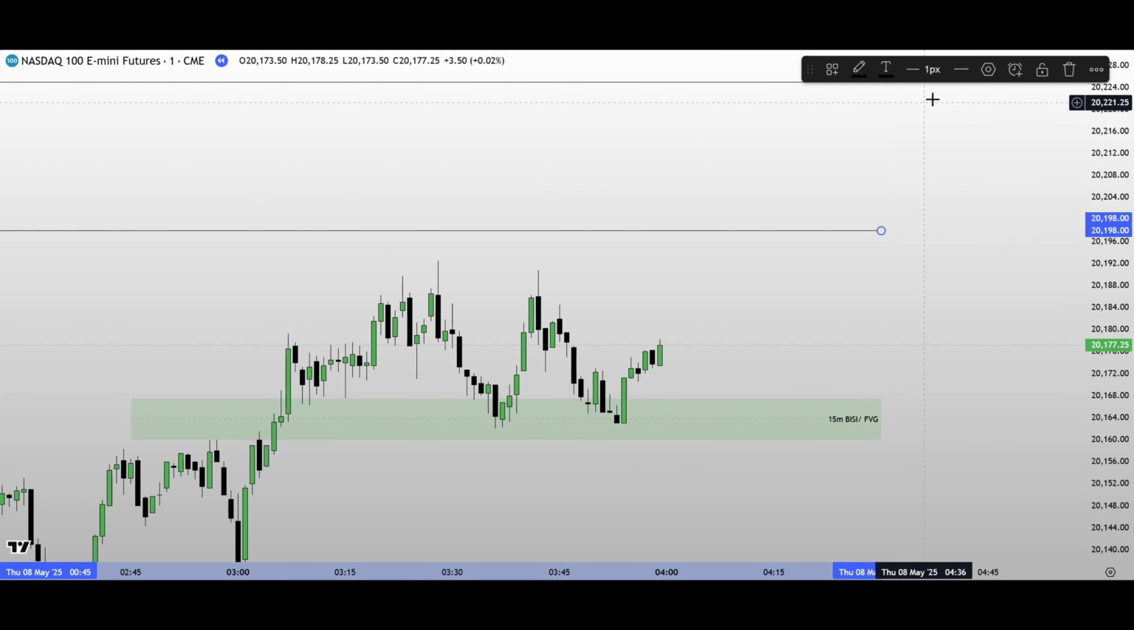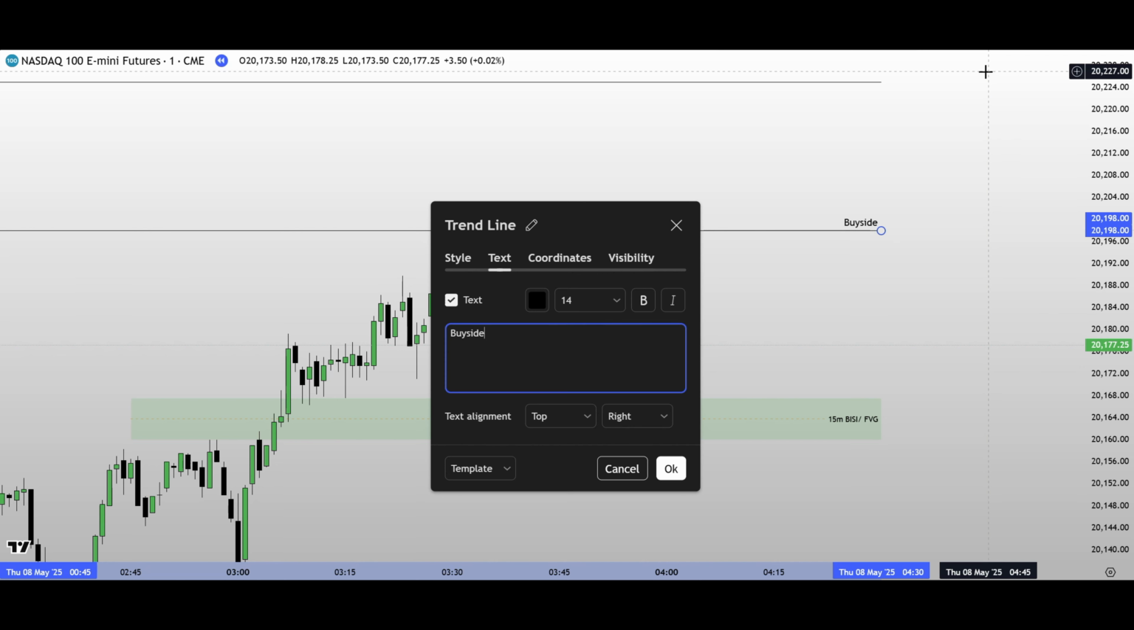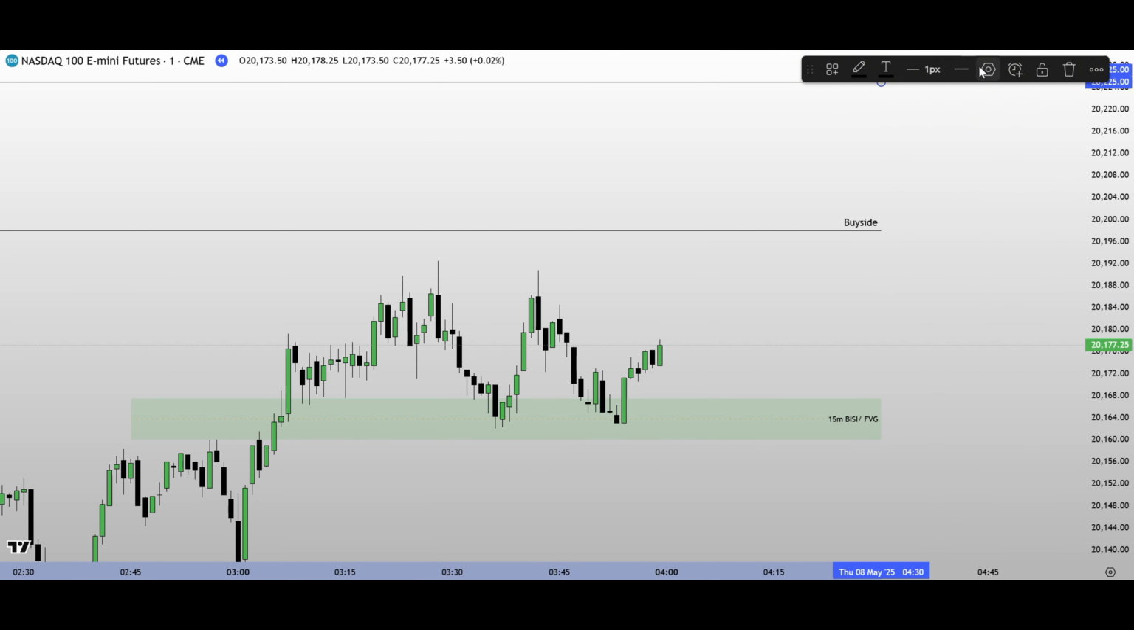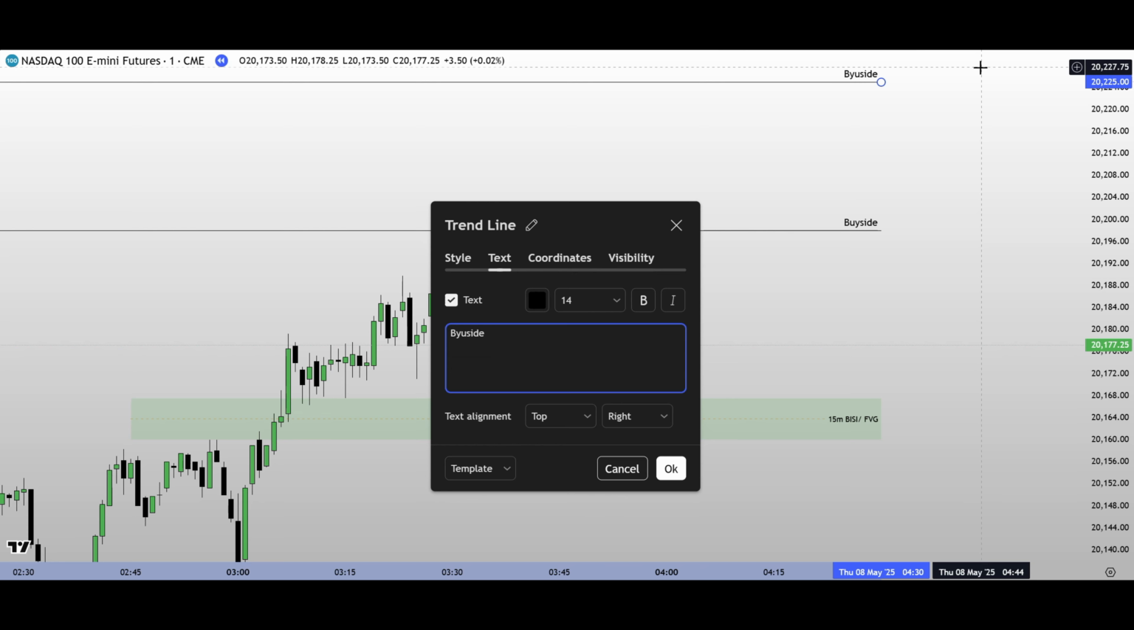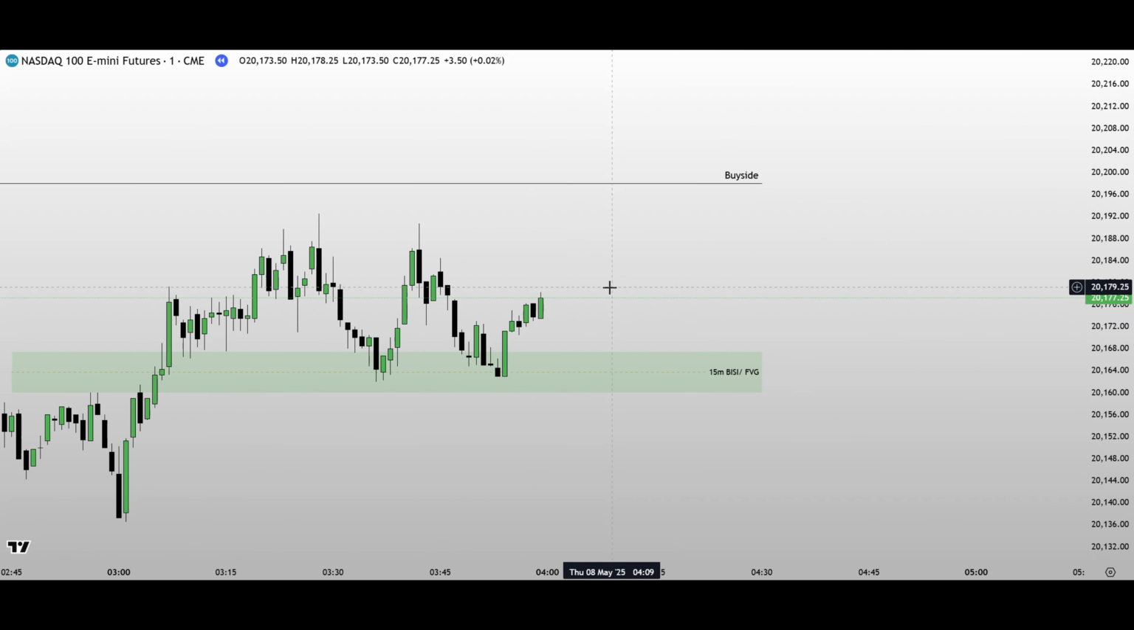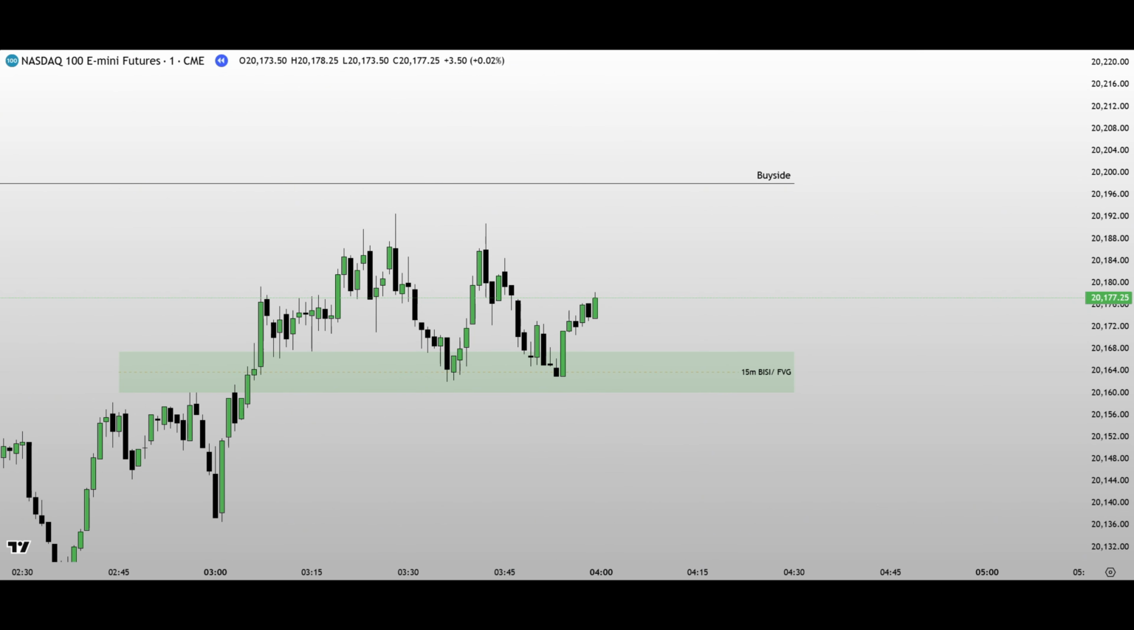So we're looking, okay, here we go. We're going to mark it out. This is buy side right here as well, buy side right here. So we have our objectives clearly put out. Now, on the 50 minute, this rebalance, why is this not valid just yet?